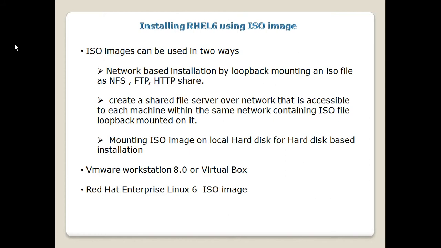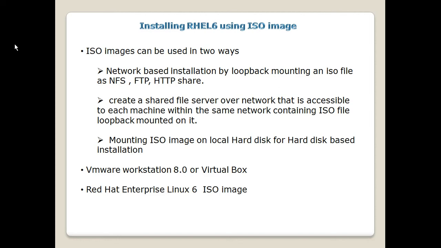So first of all, we are going to see the installation of Red Hat with CD-ROM or ISO image. ISO images are very common these days. You can find the ISO image for each and every application and software. Using that ISO image, you can mount it on your hard drive, and then you can use that hard drive to install the Red Hat server, or you can also use the ISO image for the network based installation. The ISO image can be used for different types of installations, in different ways.